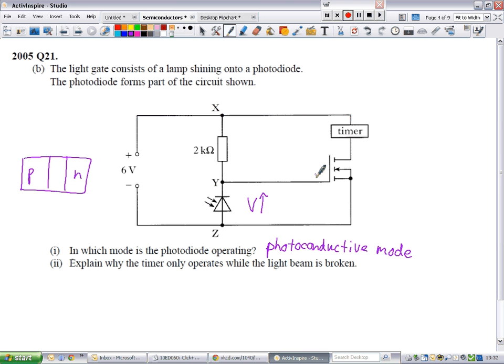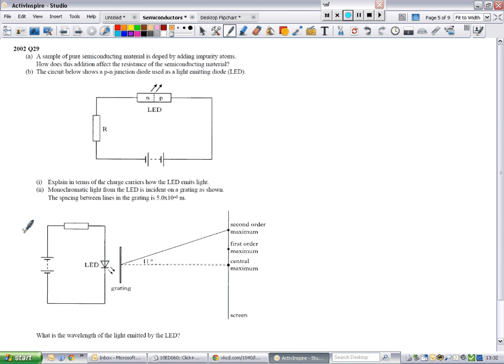Remember the MOSFET as well, we've got 3 parts to that you need to know: gate, source and drain. I won't go through the MOSFET, but remember that it is another type of semiconductor, and it has a different arrangement of P and N type materials within it. Next question.